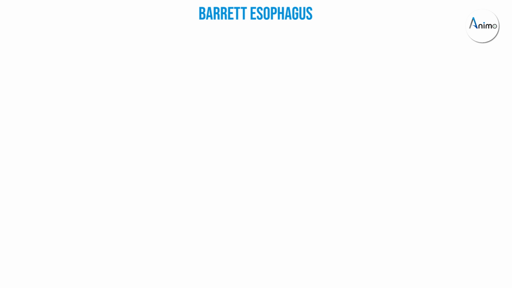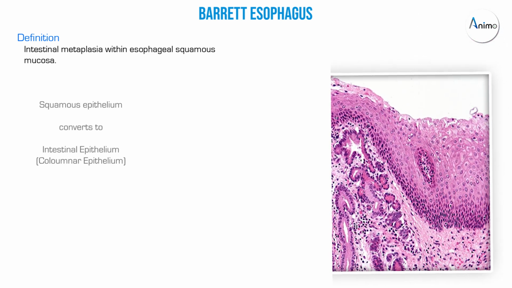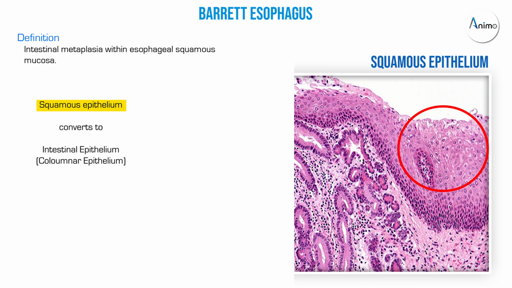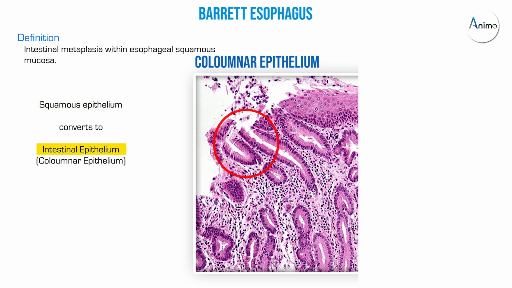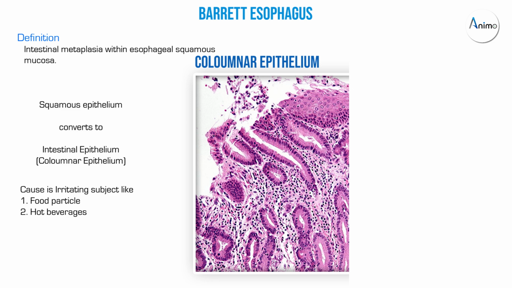It is defined as intestinal metaplasia within the esophageal squamous mucosa. Let me briefly explain this. It is the change in which the normal epithelium of the esophagus, which is squamous epithelium, is converted into intestinal epithelium, which is columnar epithelium with goblet cells, due to some irritating substance like food particles or some kind of drink that irritates the normal mucosa of the esophagus. This change in response to that irritating substance is known as Barrett esophagus.